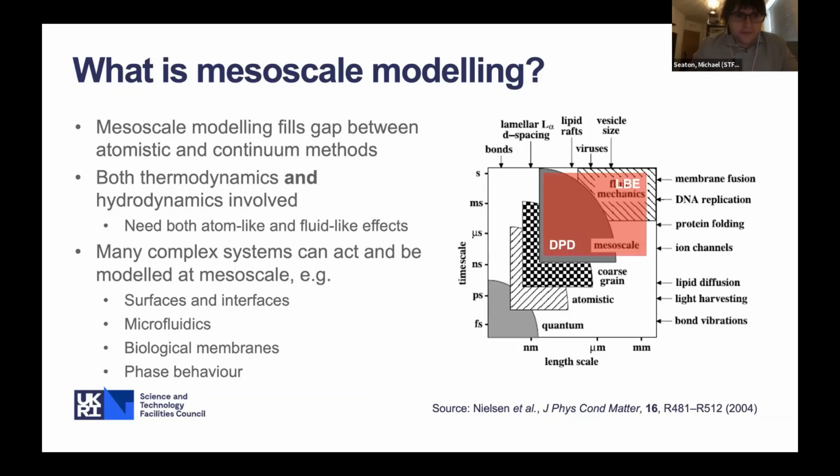One thing to note is that the two techniques I'm going to be talking about, DPD and Lattice Boltzmann, both fit into the mesoscale, but they are on almost opposite sides of it. DPD is probably closer to atomistic or coarse grain MD scales, and Lattice Boltzmann is closer to the kind of computational fluid dynamics sizes and times.